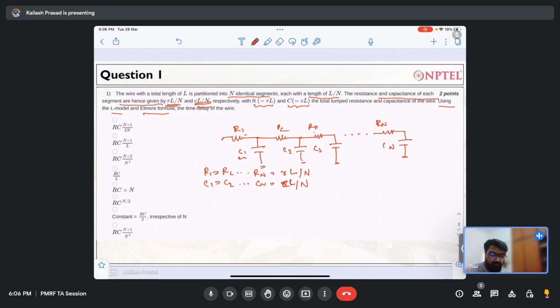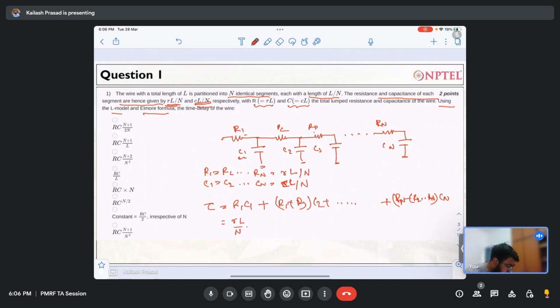Now we have this network, we just have to apply the Elmore delay formula. If I directly apply it, the time tau will be R1 multiplied by C1, then R1 plus R2 multiplied by C2, and so on, up to R1 plus R2 up to Rn multiplied by Cn. So this is the equation which we get if we apply the Elmore delay model. Now we simply have to put in the values of R1 and C1, right? R1 is RL by n.